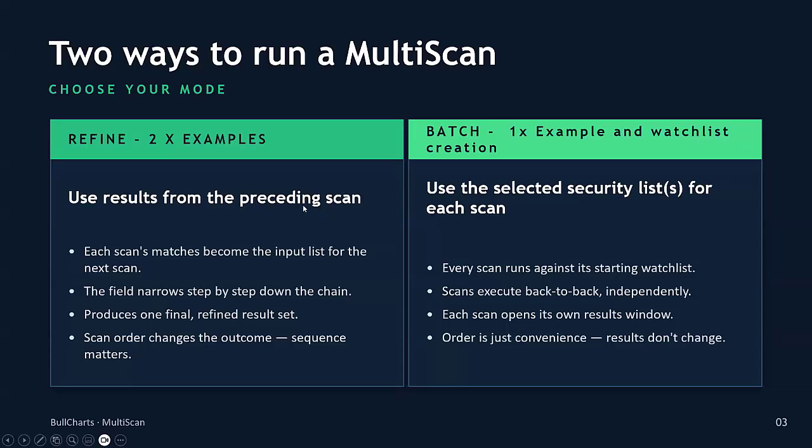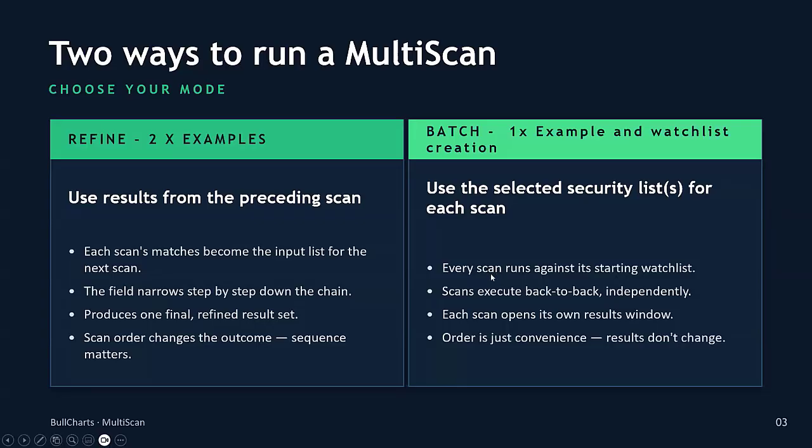So the results from the preceding scan are in refine. Each scan's matches become the input list for the next scan. And that's why the scan order changes the outcome. Sequence matters. The field narrows step by step down the chain and produces one final refined result set. So that might be a multiple number of stocks that come out of it, or it might just be one. And you'll see tonight in the one I'm running, which is a very simple one, we get 1 out of something like 45 stocks that come out of the preceding scan.